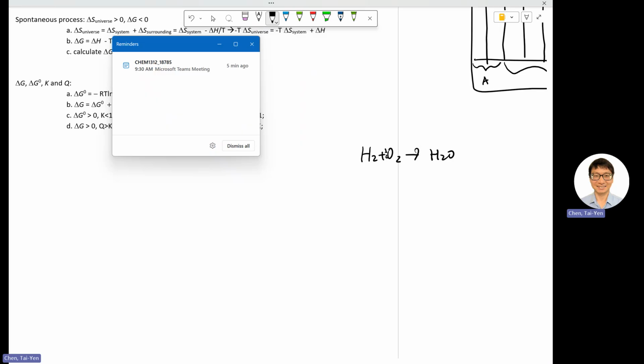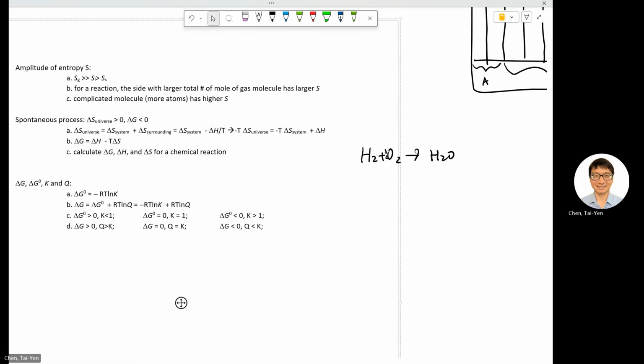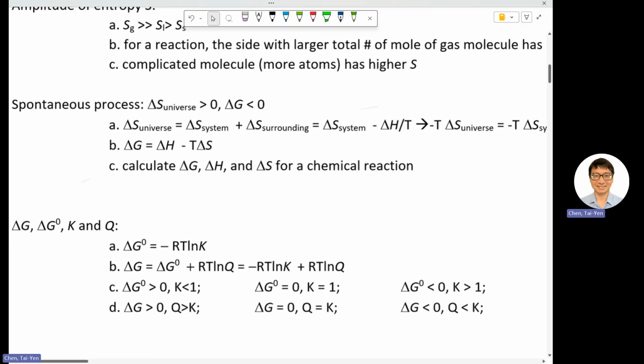It's very neat to have this idea very early on, because later on we are going to learn a very important thing. The ultimate parameter that scientists use to predict whether a process is spontaneous or not is this term called delta S universe.